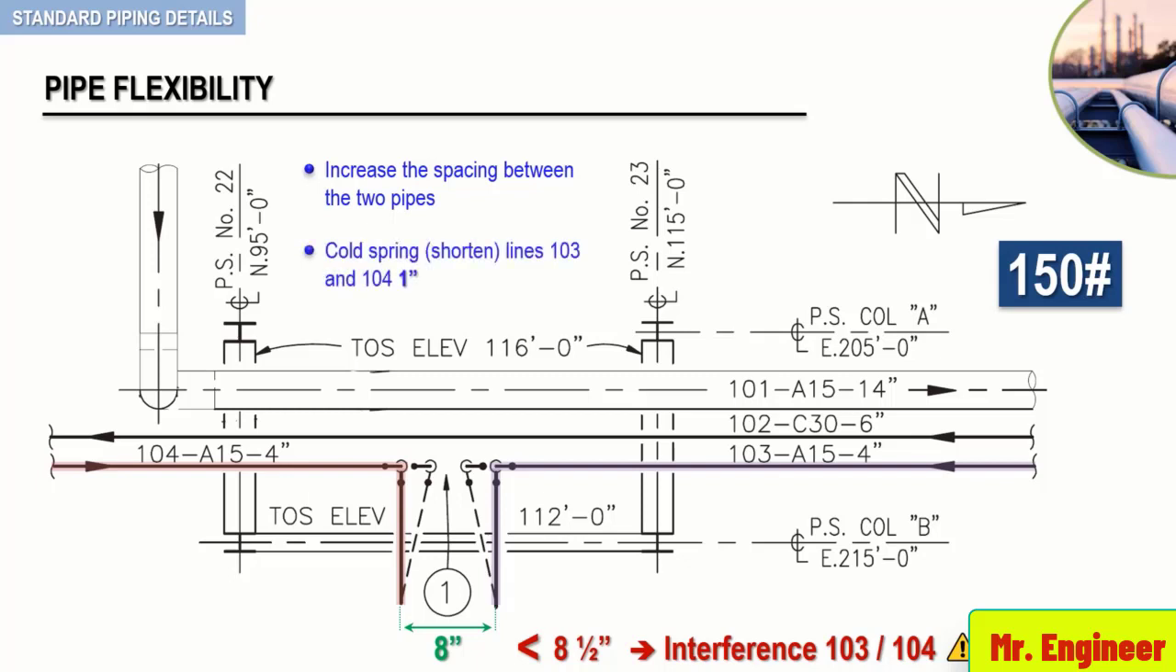Cold spring, or shortening, is an installation technique that requires the length of the pipe that is expanding to be cut short by a distance equal to 1/2 of the length of expansion. In our case, it would be 1 inch for each line, since each line is expanding 2 inch. This is how we usually solve interference problems occurring between two adjacent pipes following a thermal expansion.